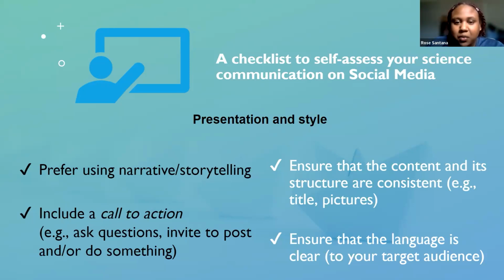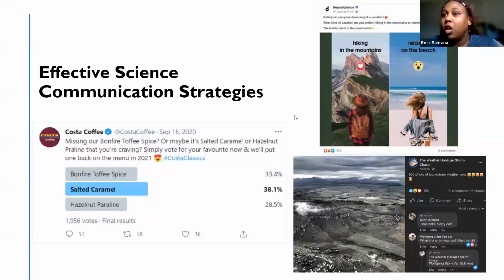So, effective science communication strategies: adaptability is key. Your target audience may change depending on your content and the topics. For example, whether you're talking about vaccines or climate change or deep sea submersibles, your target audience is always going to change. And engagement is crucial.